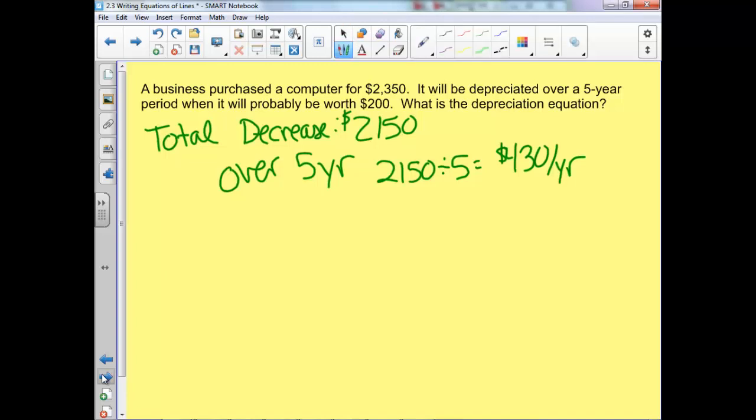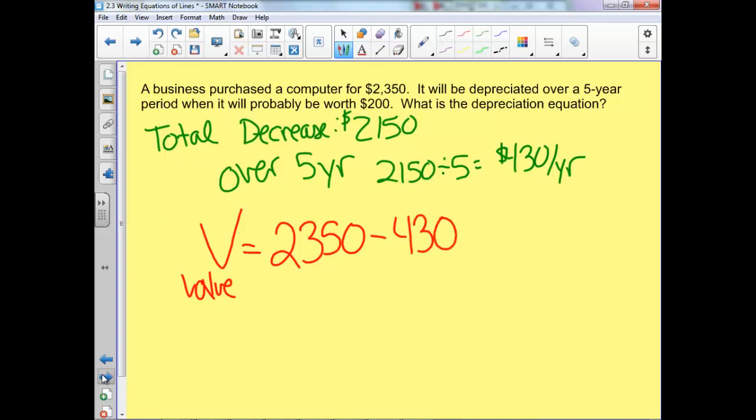So how we're going to use this is our value is going to be how much we started with. It started at $2,350, but it's going down $430 a year. So each year it goes down $430. And that's why we wanted to know how much per year, because now, no matter how many years it asks for, we can go ahead and plug that in for our y, and we'll have our amount ready to go.